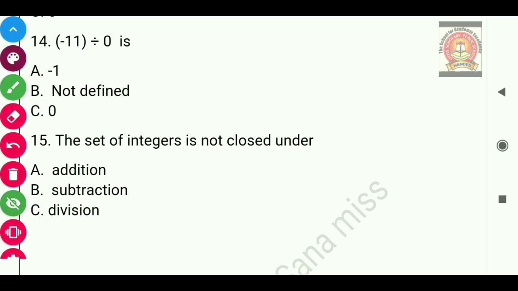Fifteenth question is here. The set of integers is not closed under. We know the closure property. Let's remember once again. The closure property is that under which you get the result as an integer itself. Here we have three options: addition, subtraction and division. In addition, the result is also an integer. In subtraction, when you subtract an integer, the result is an integer itself. But in division, it is not always sure that the quotient is always an integer. So here the set of integers is not closed under what? Division.